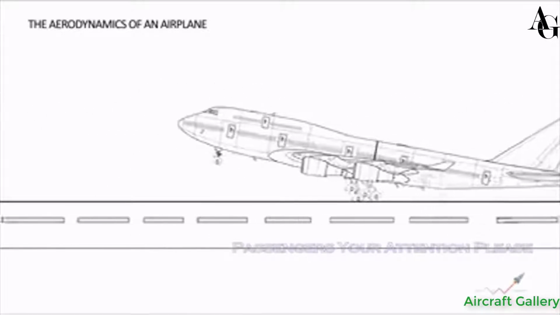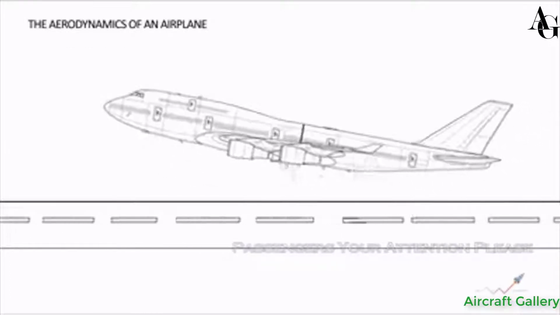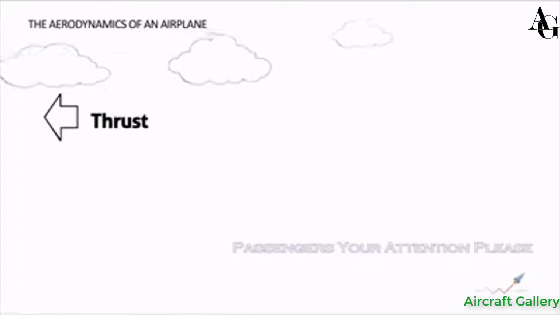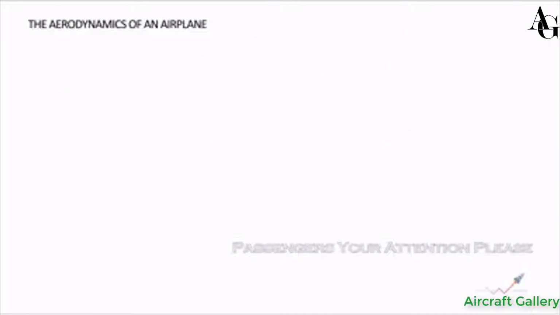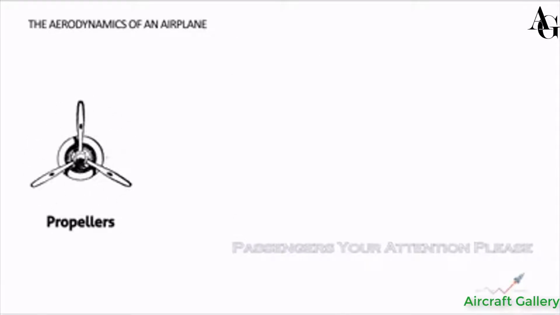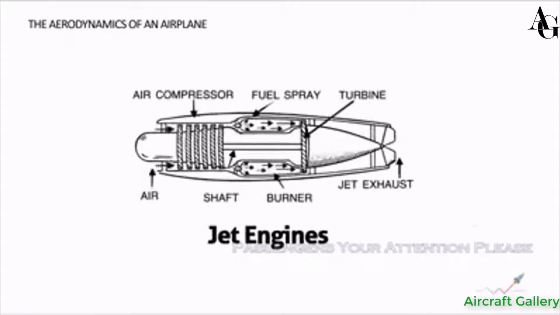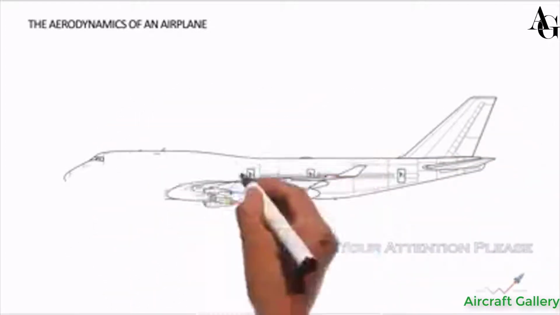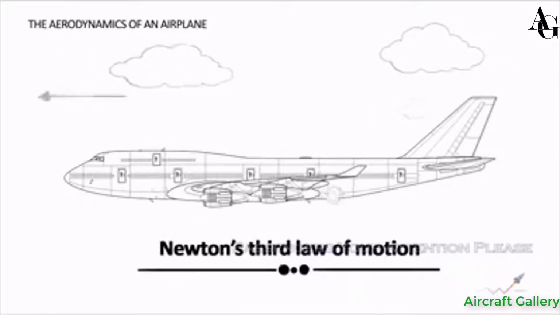The airplane always retracts its landing gear and nose gear into the body of the plane after takeoff to reduce drag. Thrust counters drag. It is a mechanical force that keeps the airplane moving in the air. Thrust is generated by propellers, jet engines, or rockets. The compressor inside the jet engine takes the air and compresses it, and after processing in the combustion chamber and turbine, the gas is blown out through the exhaust nozzle. Here, Newton's third law of motion is applied, where the gas is pushed backward and the engine is pushed forward.